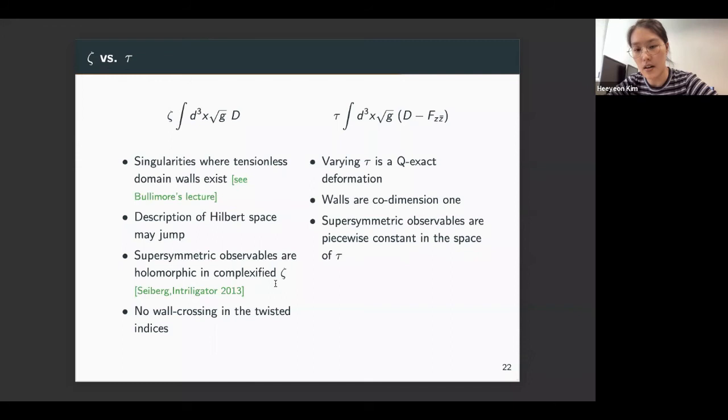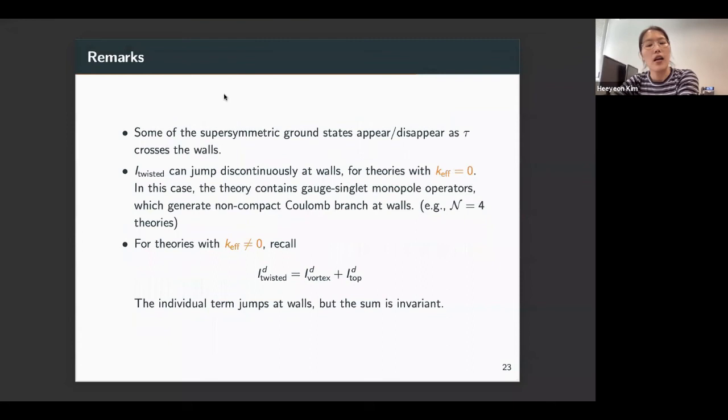Okay. So there are some remarks here. We can say that some of the supersymmetric ground states in the Hilbert space can actually appear or disappear as tau crosses the walls that we just defined. In particular, we can check that the twisted indices can jump discontinuously at walls only for theories with k effective zero. One of the reasons is that in this case, the theory contains singlet monopole operators, and this is what generates the non-compact Coulomb branches at worst.